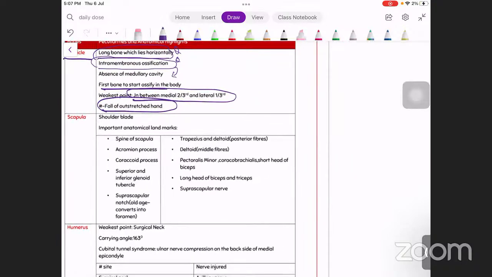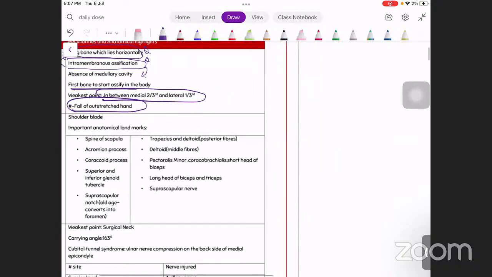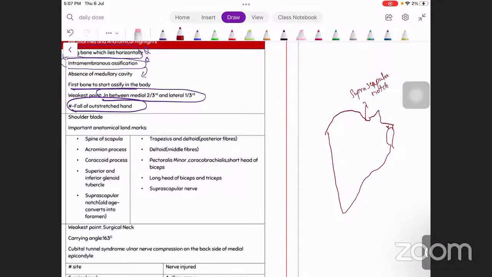Your scapula contains a few important anatomical landmarks. For example, we are drawing a scapula here with the glenoid cavity, the superior angle and the inferior angle, and here is your suprascapular notch. Let me adjust my scapula. This is your glenoid labrum. Let me draw it a little more neatly.